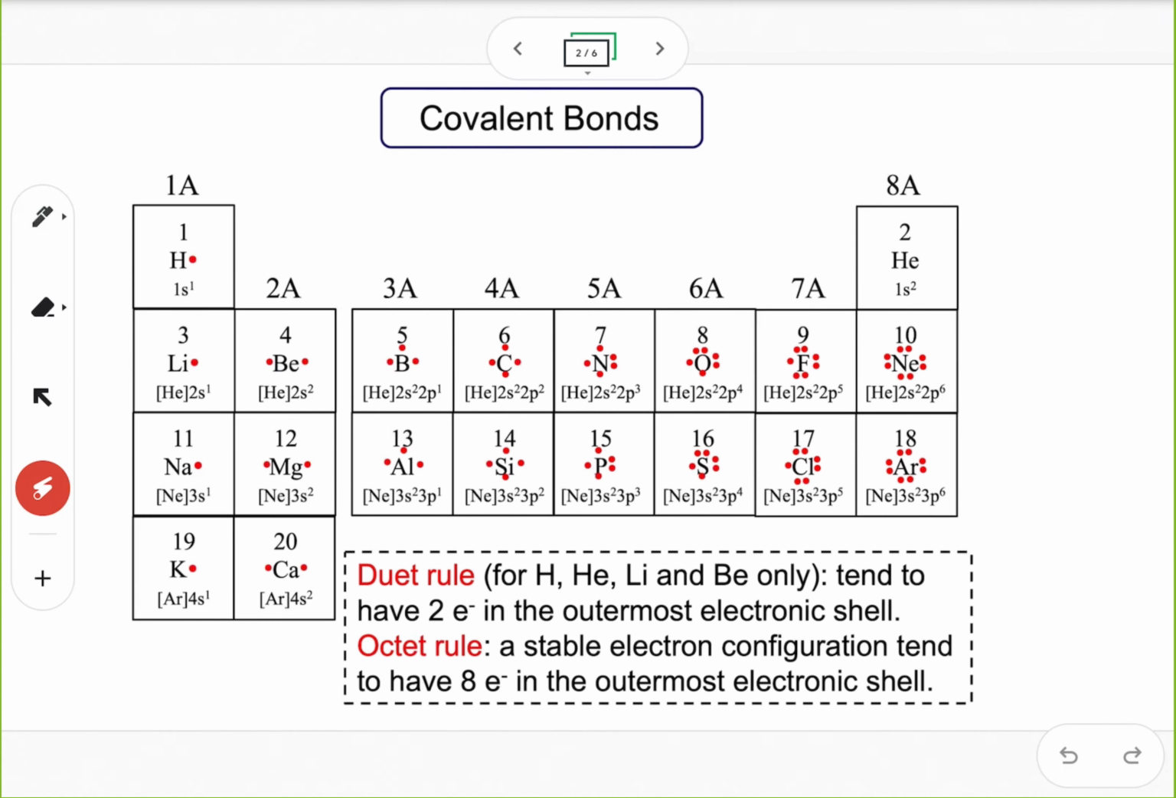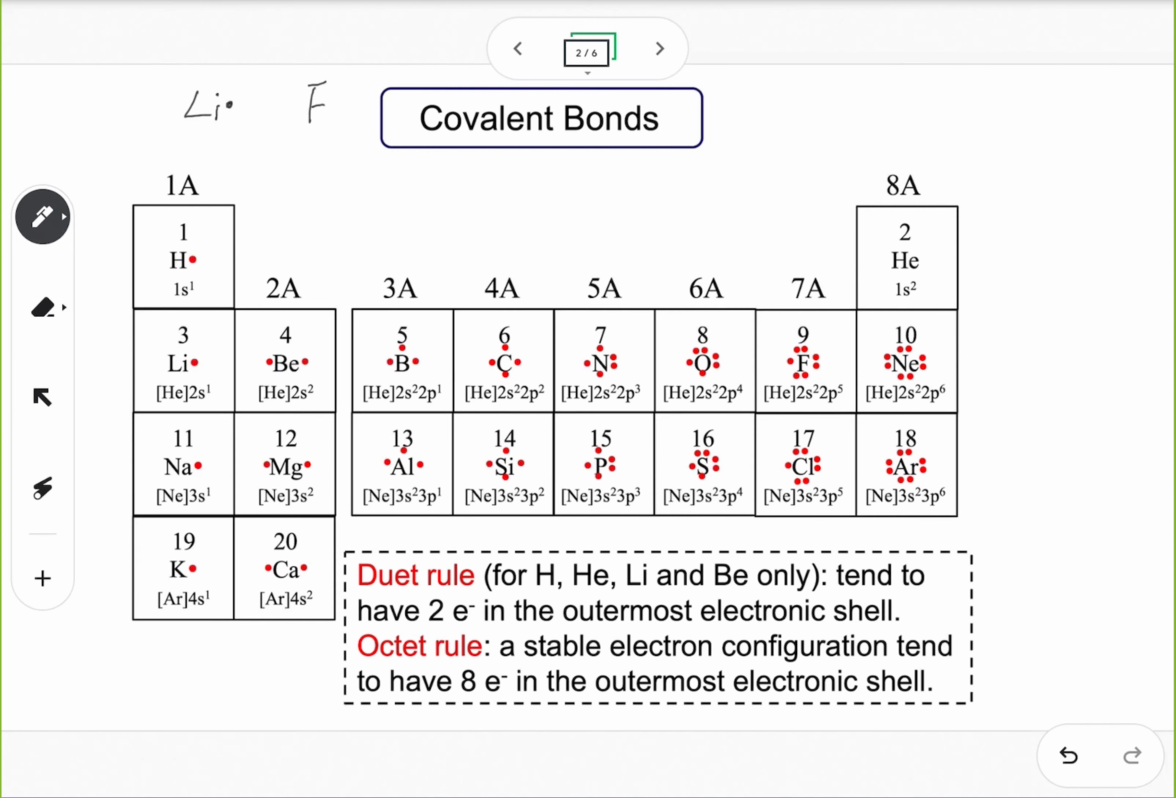Okay, and we've already discussed the Duet rule and the Octet rule, and we said that some of the elements prefer 2 electrons in the outermost electronic shell. Some of the elements, okay, prefer 8 electrons in the outermost electronic shell. And we used these two rules to help us understand the electron transferring process of ionic compounds, for instance, lithium and fluoride. Okay, let's just use these two elements.